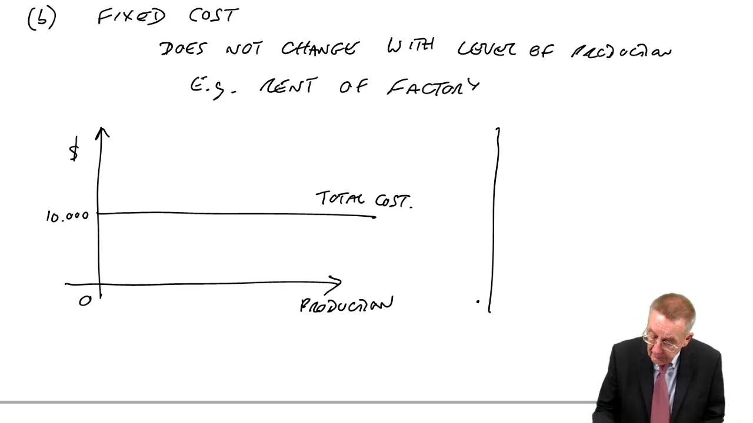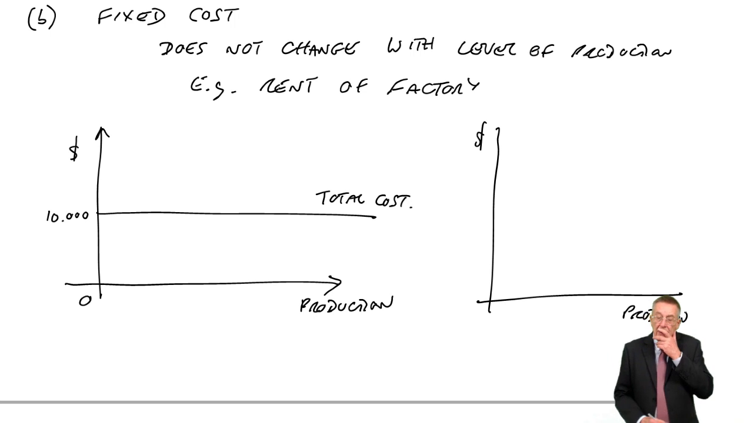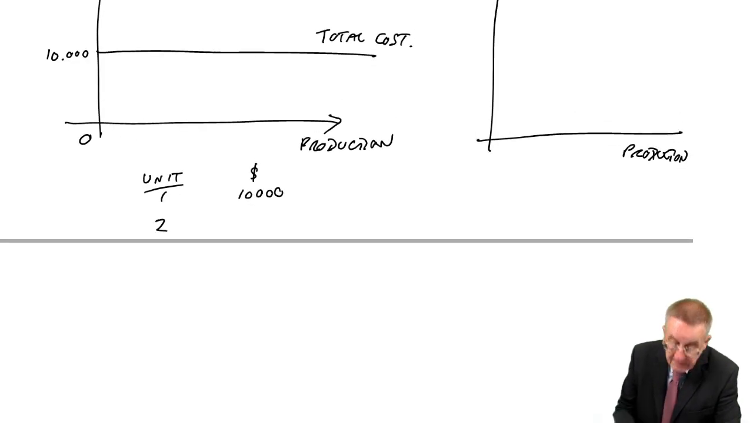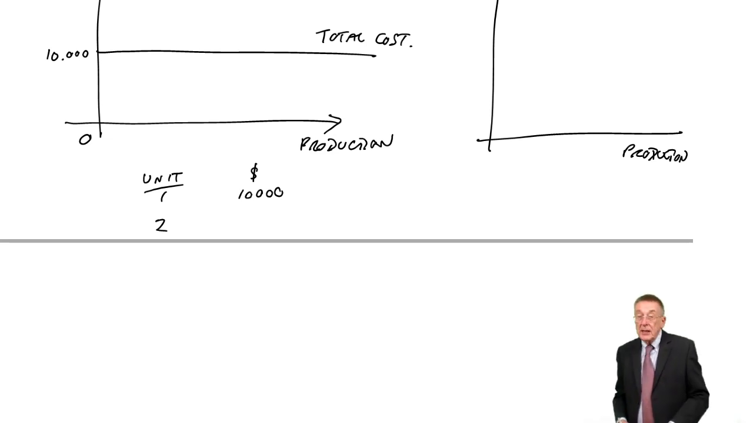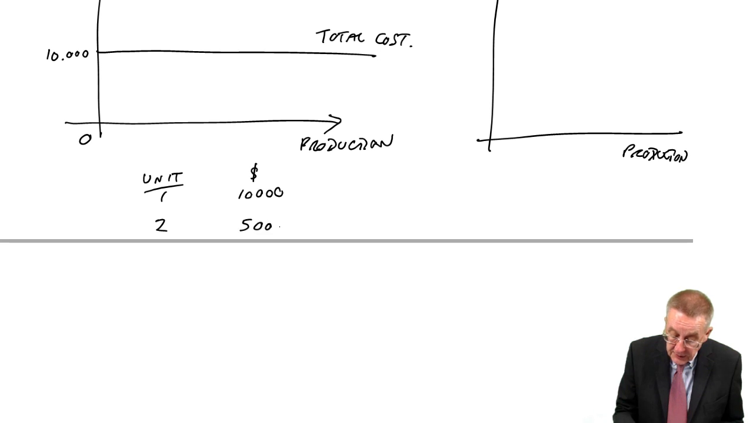However, suppose you were asked about the cost per unit. Think about this. If we only produce 1 unit, how much is that 1 unit going to cost us here? It's going to cost 10,000. But if we produced 2 units, we're still paying 10,000 in total. If it's 10,000 in total, it's 5,000 each.